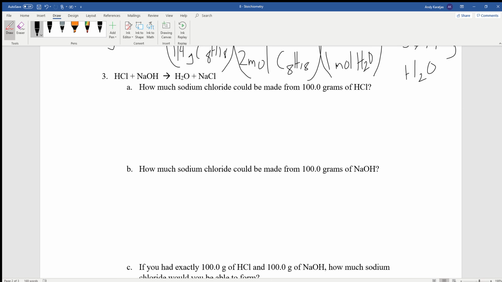Now we're going to start getting into more situations dealing with limiting reactants. So right here, we are saying we have 100 grams of HCl and 100 grams of sodium hydroxide. So how much sodium chloride can we make? There's two things we should be very careful of. First of all, the answer is not 200 grams. We can't just add these together.